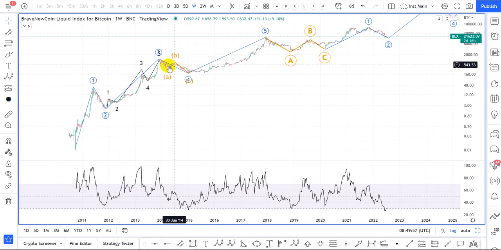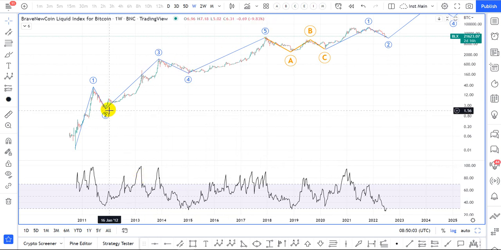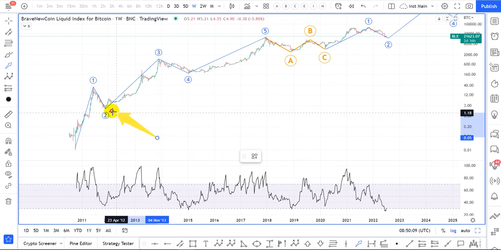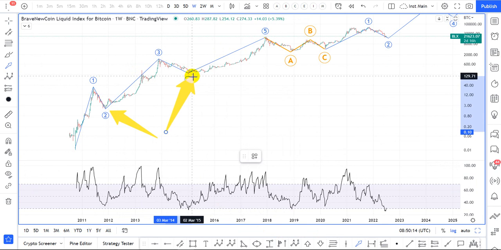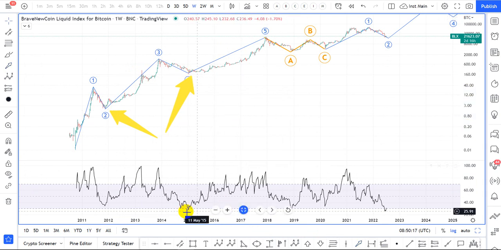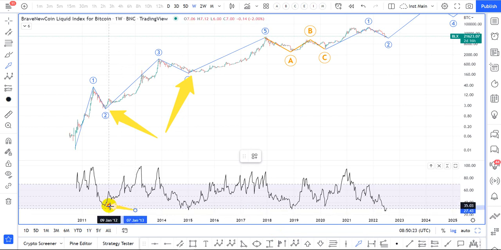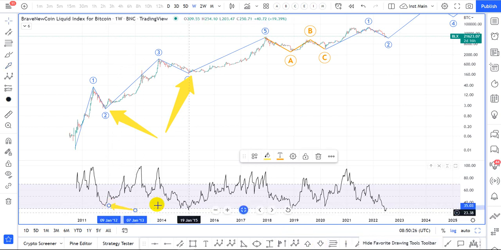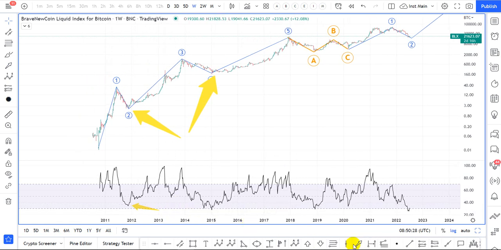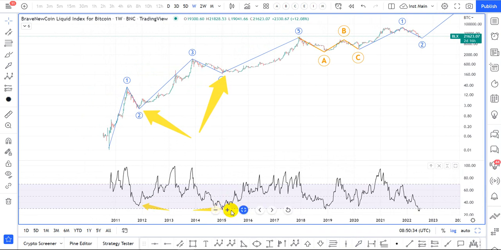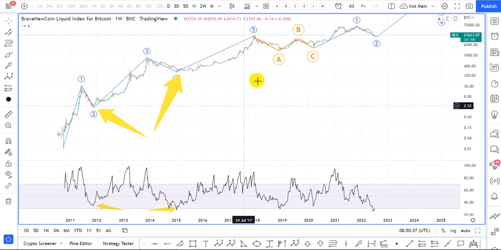Let me also clear this chart a little bit, to have a better visual representation. For example, check out 2 and 4, right? Over here there's 2, and then there's 4. Now check the RSI indicator. Here's 2, and here's 4. See over here the lower low. Then the same goes for the 5.